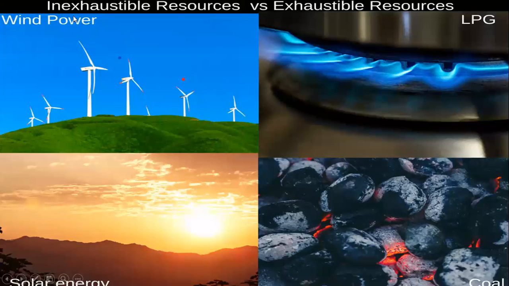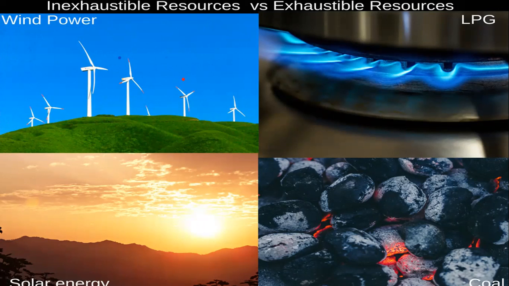Then you can see here different types of inexhaustible and exhaustible resources. This is solar energy, this is wind power, this is LPG, your gas, which you can see in your home where you are cooking food. And this is coal. In front of you, if you are seeing, these are called inexhaustible. Keep it in your mind that inexhaustible resources will never be finished.